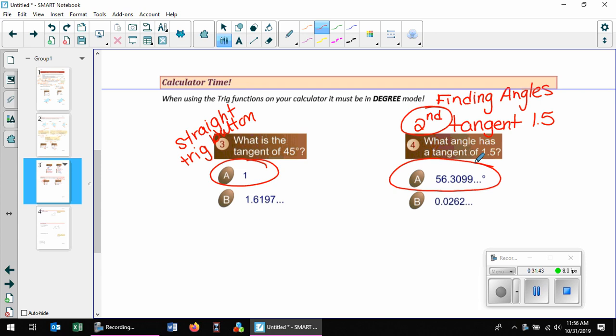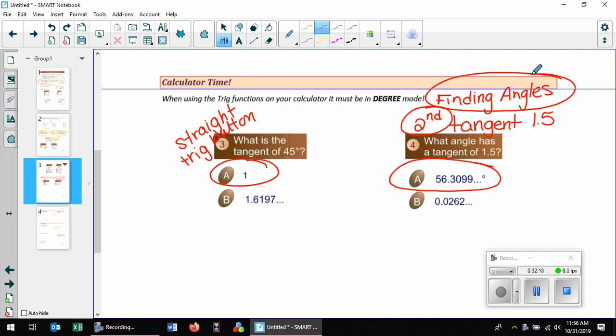Okay, that's a great question. For the rest of us, can we focus on the question that was just asked? She asked, how do I know when I use the second function button and when I don't? I use the second function button when I'm trying to find an angle. The only time I use the second function button is when I'm finding the angle. This one gave me the angle. How do I know this is an angle? It has the degree sign with it.